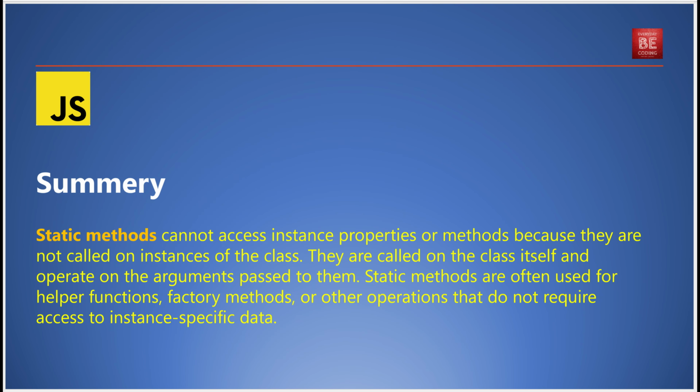To summarize, static methods in JavaScript are methods belonging to the class itself, rather than its instances. Defined using the static keyword, they're accessed directly from the class without needing an instance. They operate on the arguments passed to them and can't access instance properties or methods. Static methods are often used for utility functions, factory methods, or other operations that don't require instance-specific data.